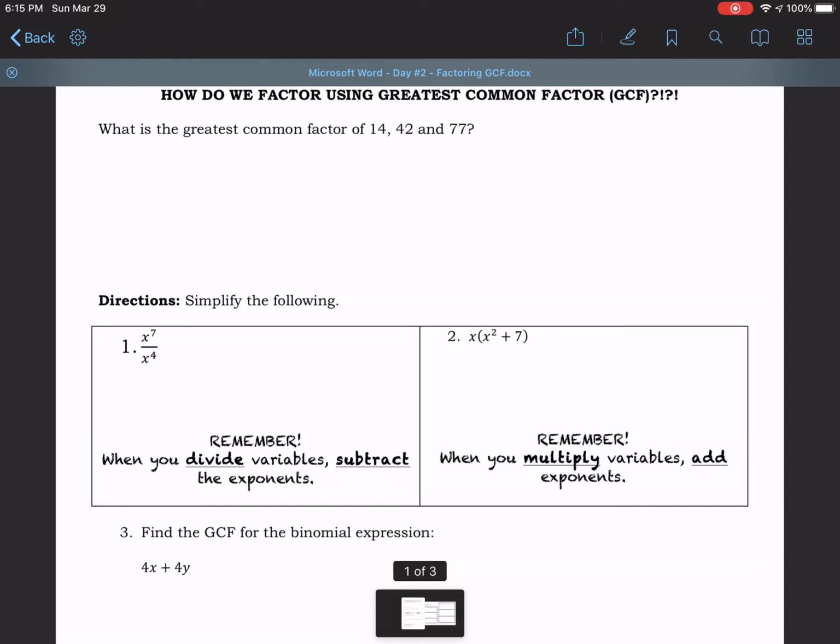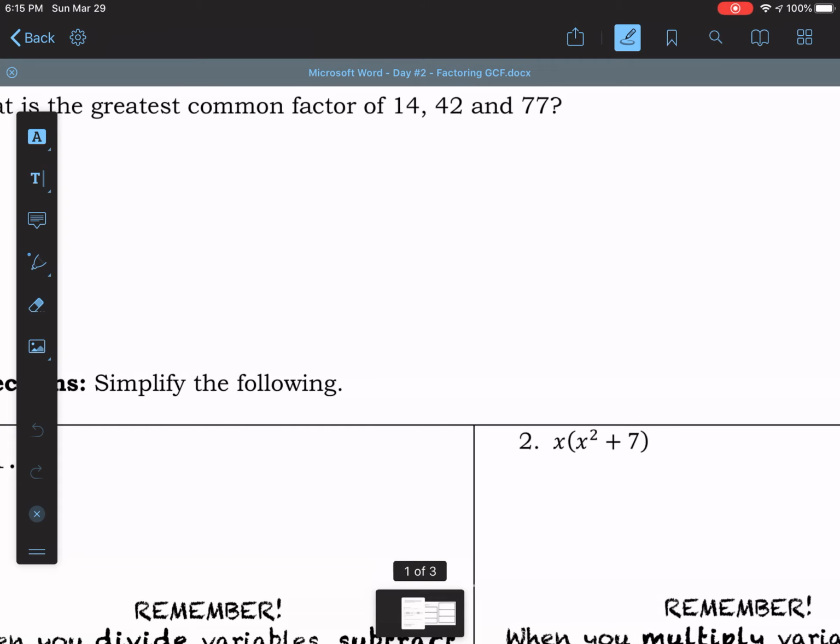All right, so I'm going to do some more practice with greatest common factors. In this lesson, we're going to actually be factoring. In the previous lesson, we were just going over how to find the greatest common factor. So the first thing I want to do on this problem at the top is just to go over how we find the greatest common factor. Let me make this a little bit bigger.